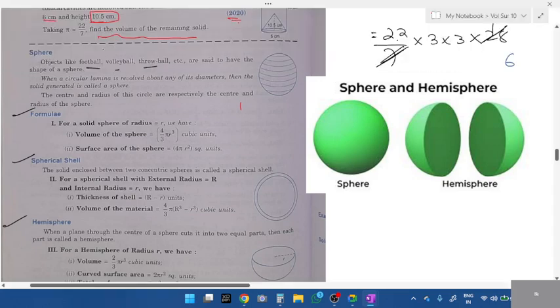First one, I'll just read it out. Objects like football, volleyball, throw ball are said to have a spherical shape. All this you'll ignore. For a solid sphere of radius r, the volume of a sphere is 4 by 3 pi r cube. For cylinder it was 1 by 3, but for a sphere it is 4 by 3 pi r cube. These are few tough formulas. And now, surface area of a sphere.